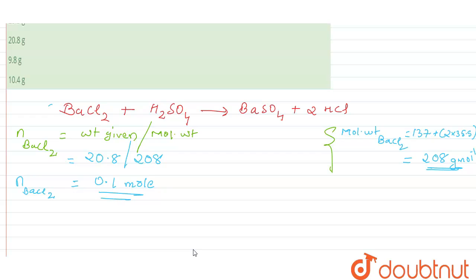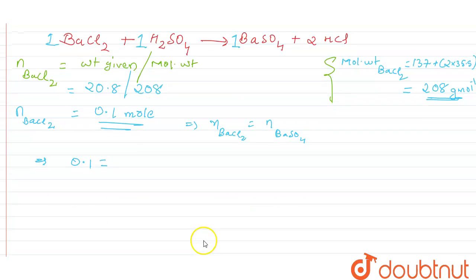So since 1 mole of BaCl2 reacts with 1 mole of H2SO4 to form 1 mole of BaSO4, we can say that the number of moles of BaCl2 is equal to the number of moles of BaSO4. From this we can say this is equal to 0.1, which will be equal to the same formula, that is given weight upon molecular weight, we will apply over here also.